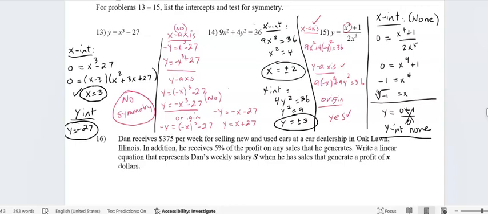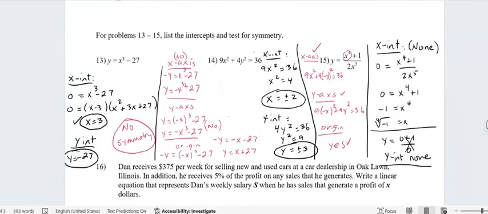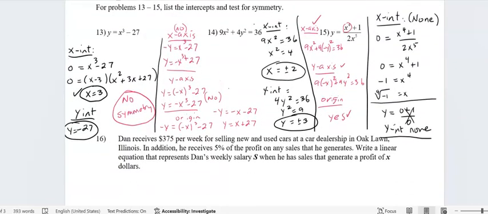All right, now let's do our symmetry test, and we'll test for x-axis symmetry first. So I'm going to let y be negative y. Observe that this is not going to give us the original equation back if we replace y with negative y, so we do not have x-axis symmetry.